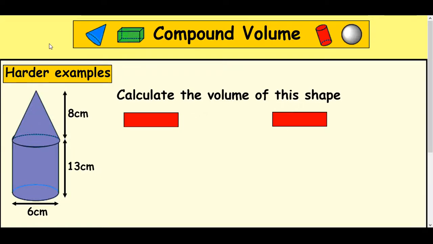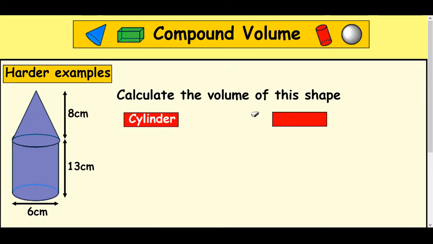In this lesson we're going to look at compound volume, which is basically dealing with more than one shape at the same time. So let's look at this first one. We've got a cone sitting on top of a cylinder. Now, in order to work out the total volume here, I tend to split it into two separate shapes.